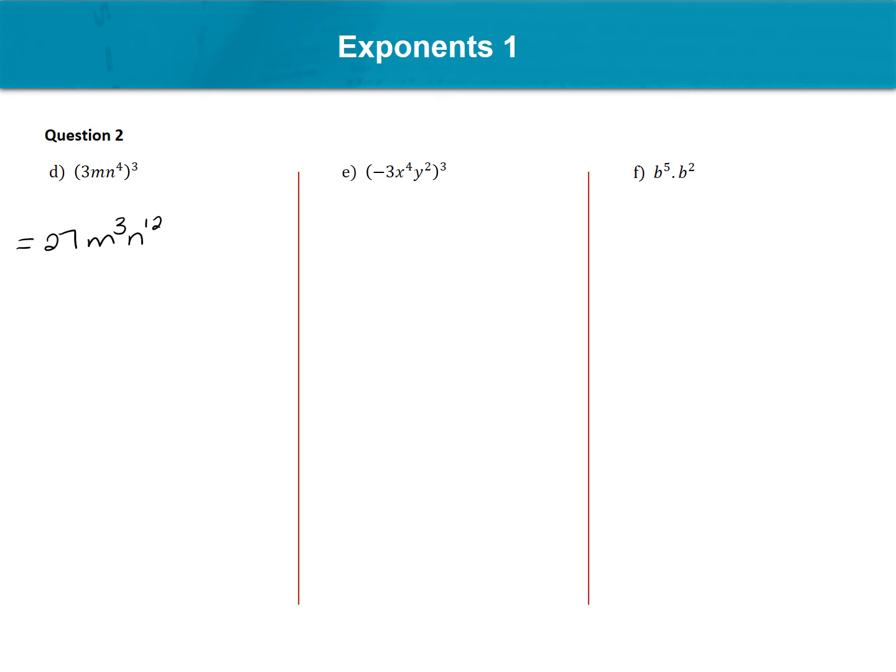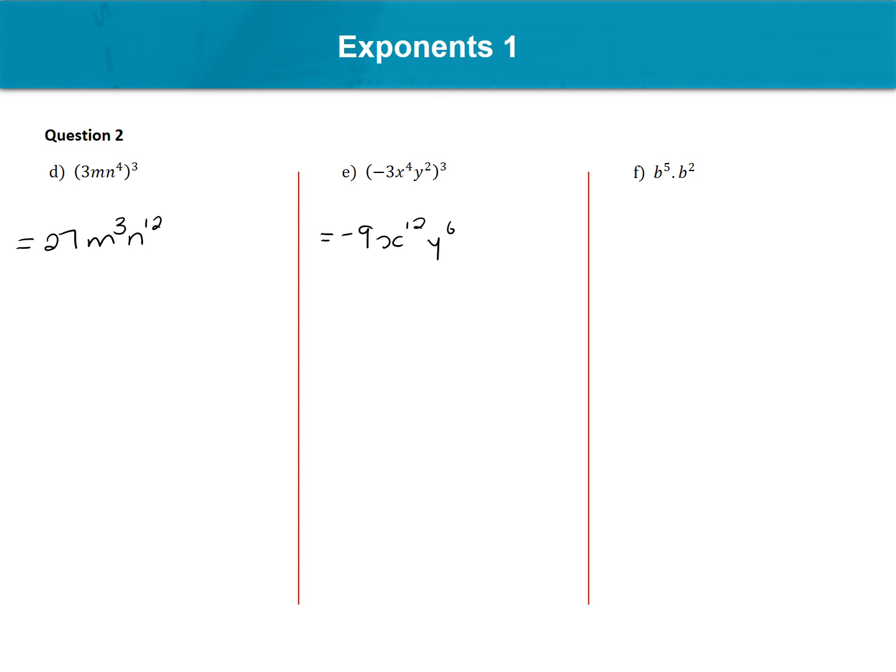E is the same thing, except both of our variables have exponents. So we do the same thing. Negative 3 cubed is negative 9. x to the power of 4 times 3 is 12. And y to the power of 2 times 3 is 6.